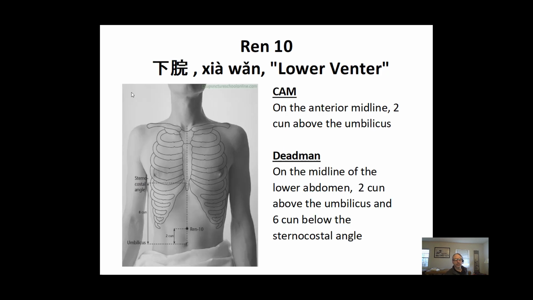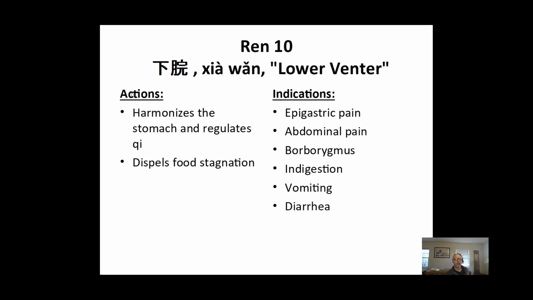Ren 10. Ren 10 is 2 cun above the umbilicus or 6 down from the sternocostal angle. Harmonizes the stomach and regulates qi. Dispels food stagnation. In fact, it's one of the stronger points for food stagnation. The holidays are coming up, so most of America is prone to overeating on Thanksgiving. So this is your go-to point for that.